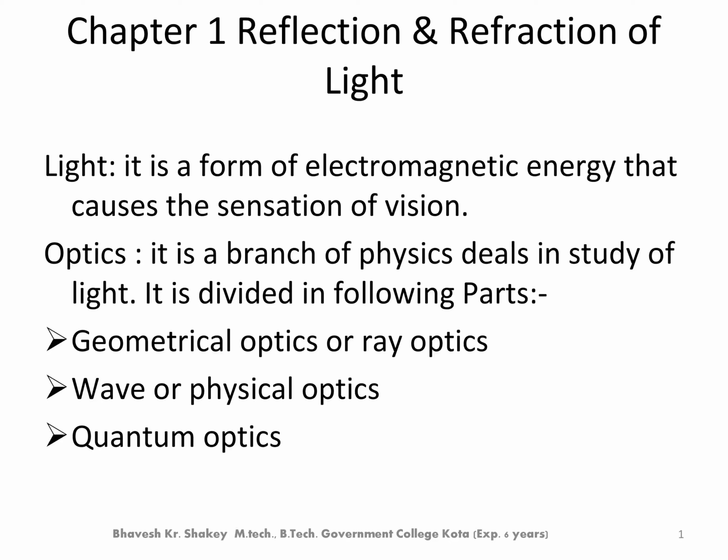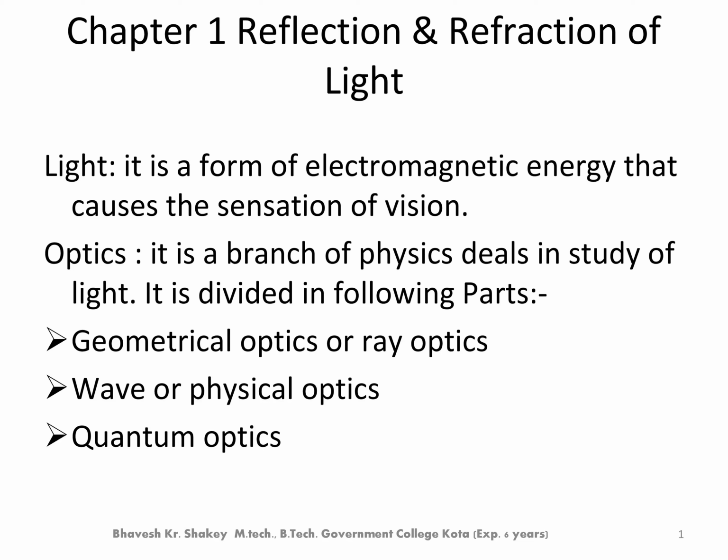Now light always travels in a straight line. The path of light is always a straight line. There are certain phenomena of light. The important phenomena are reflection of light, refraction of light, interference of light, diffraction of light, polarization of light, and photoelectric effect of light. When we study all these phenomena, that branch of physics is called optics. As mentioned in this slide, optics is a branch of physics that deals with the study of light.